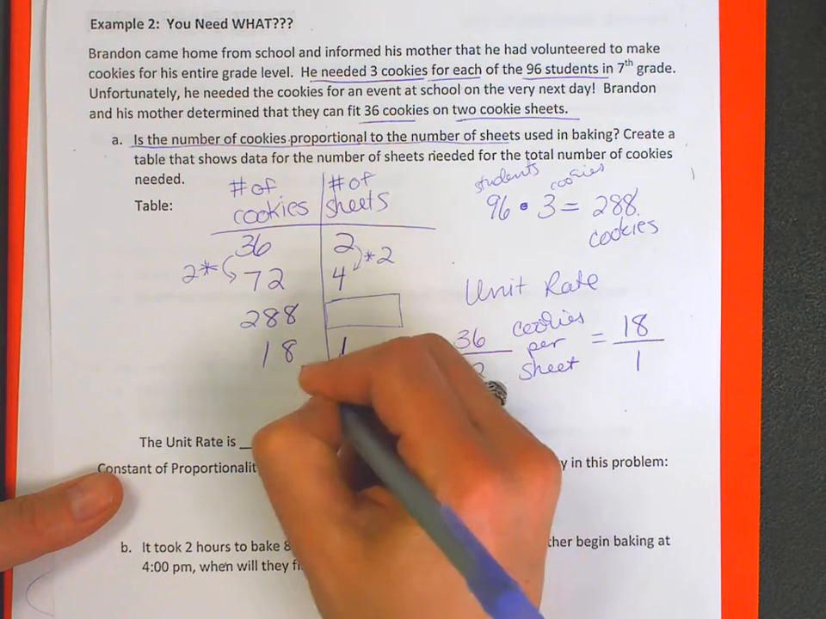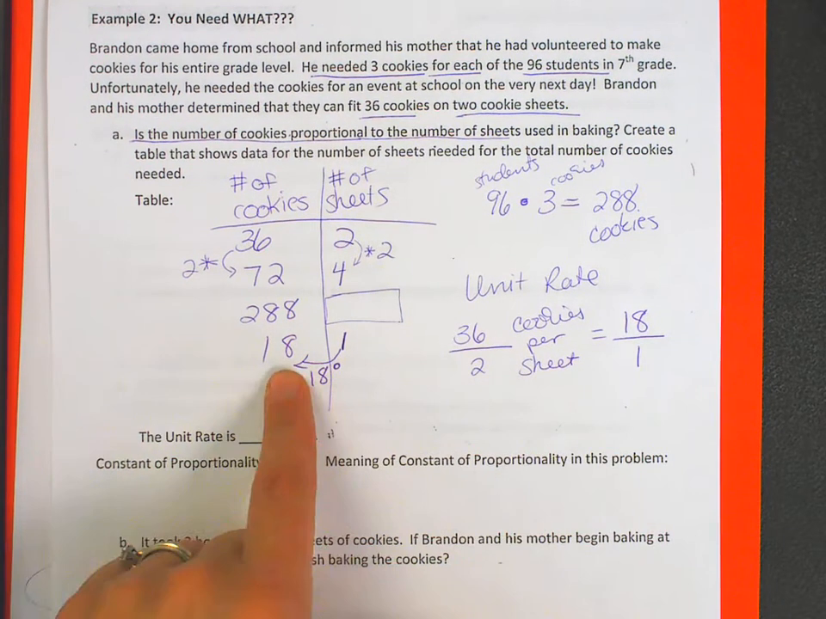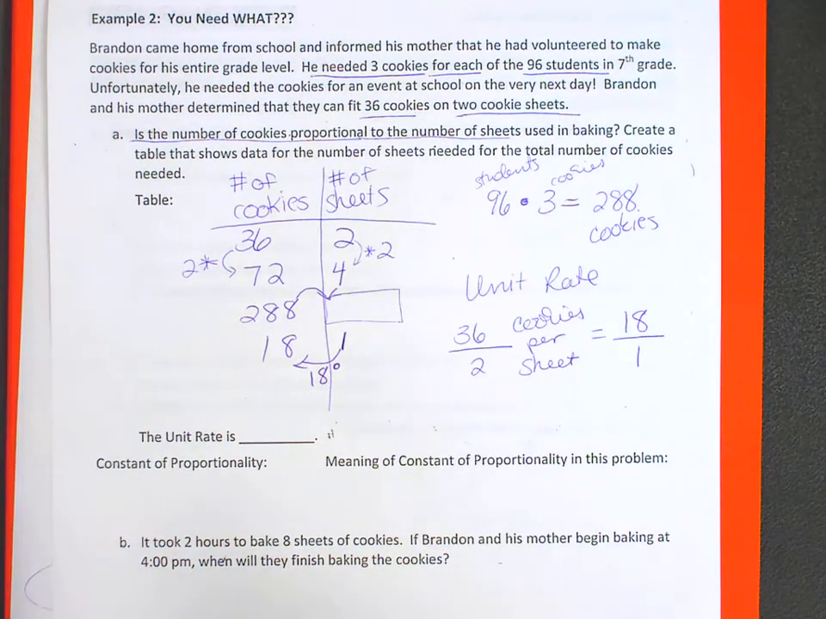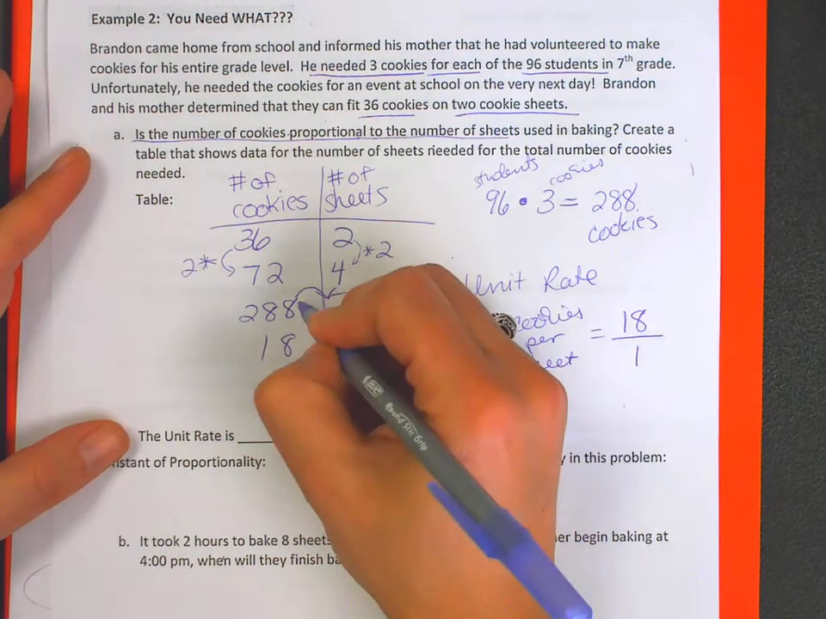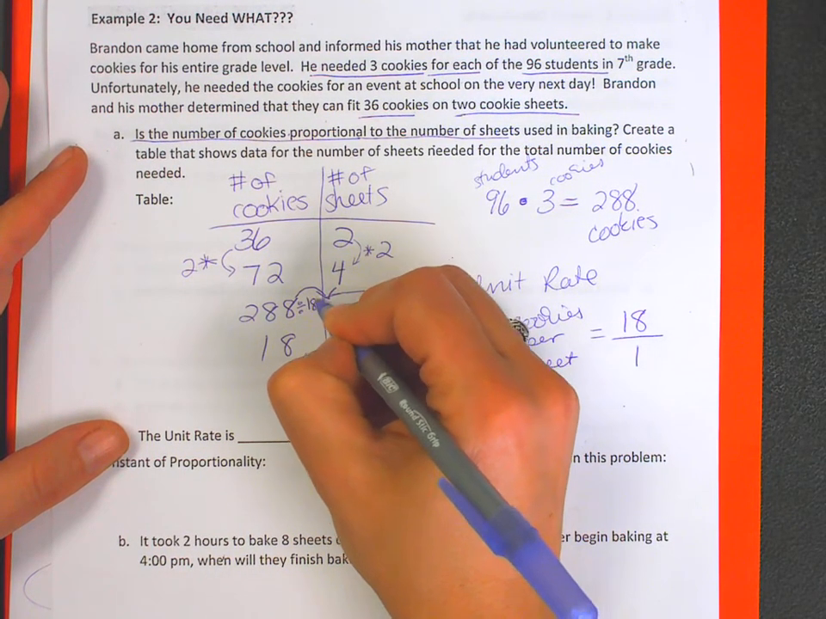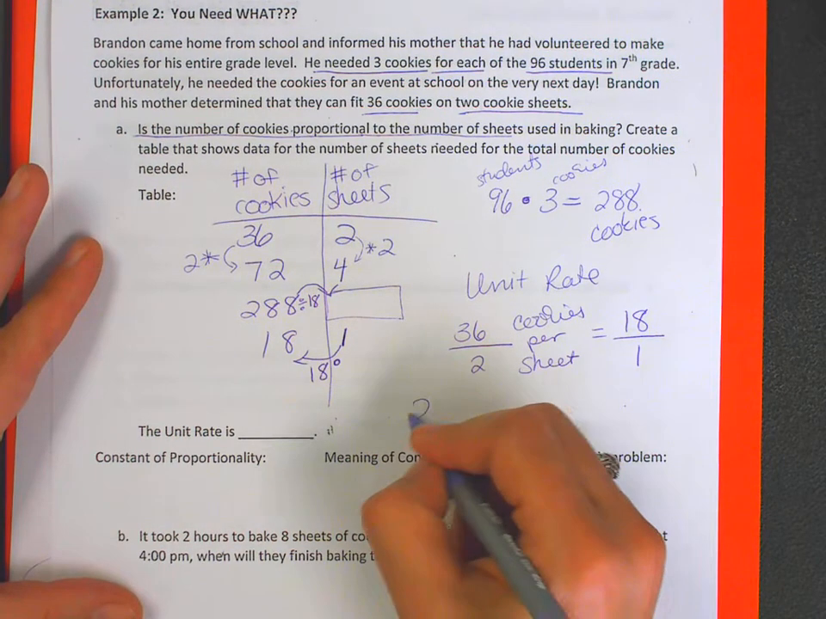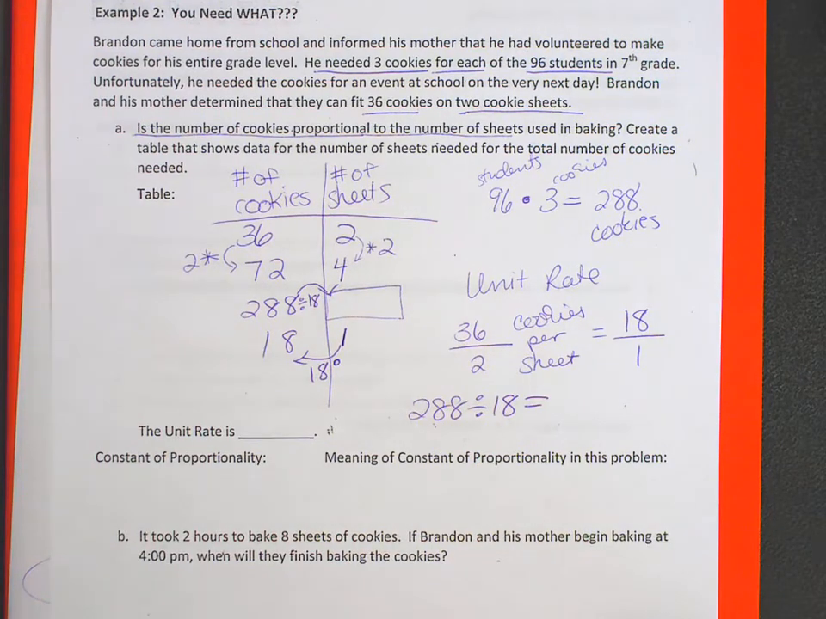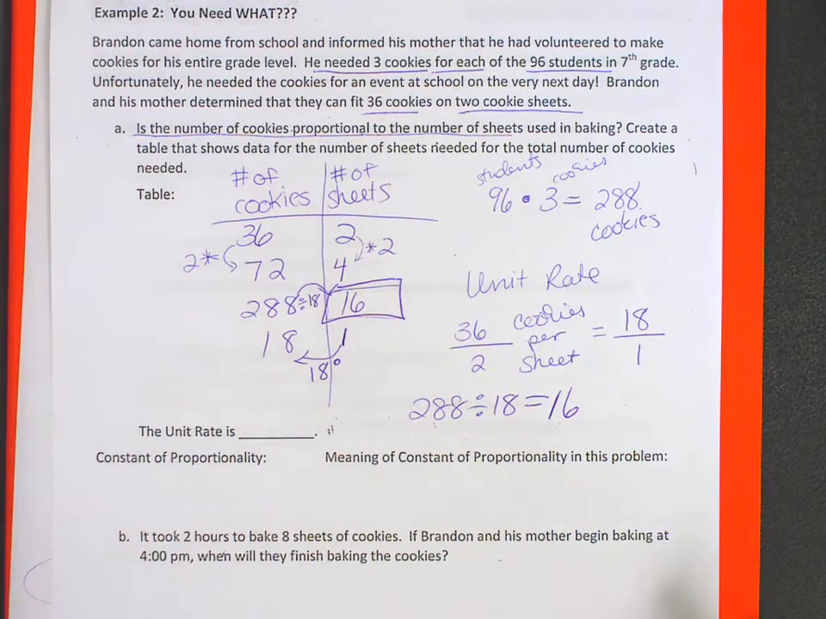And I do this by multiplying by 18. Going this way. We're trying to find out how many sheets, which is the opposite direction, which would be the inverse. The inverse of multiplication is division. Now notice I'm writing my work. I'm writing on the paper what it is I'm doing. I'm doing 288 divided by 18, and then I find out how many sheets I need. I need 16.